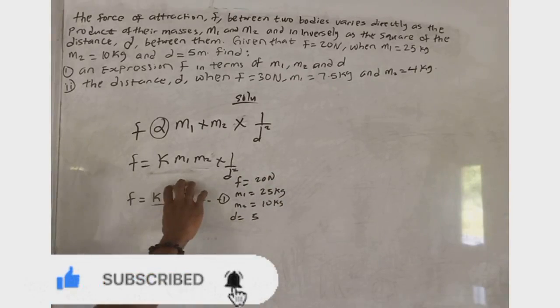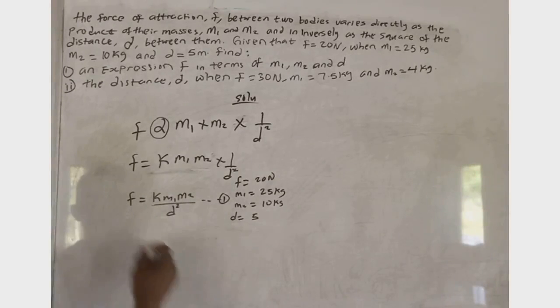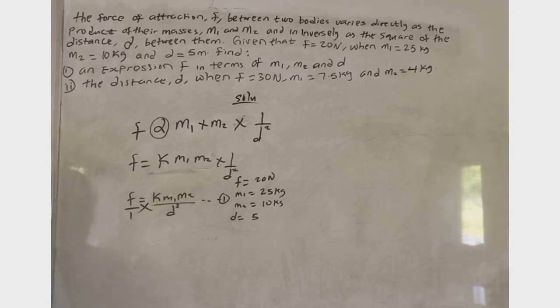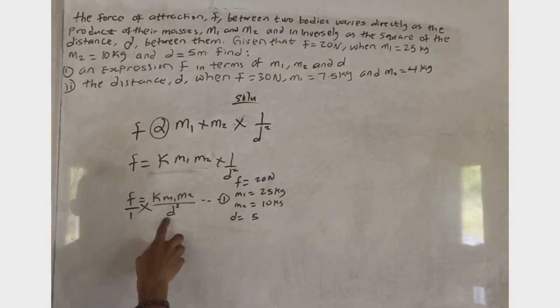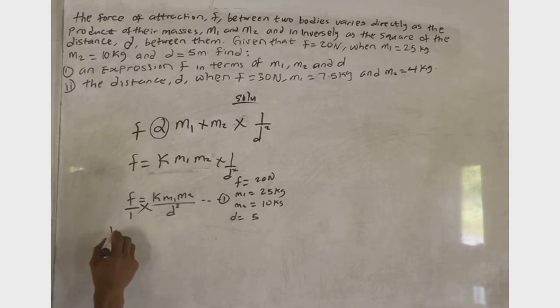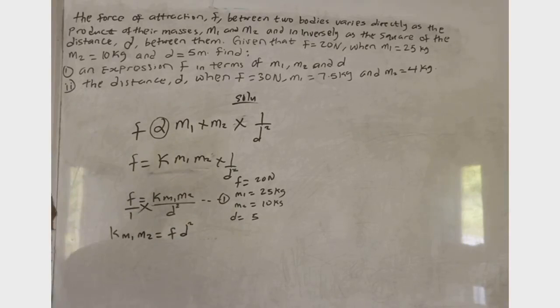So what to do here is to make k the subject of the formula. This part is in the form of a fraction, while this part stands without a fraction. So you can make this one a fraction by putting it over 1. Because it was separated by an equal sign, you cross multiply. This one multiplies this, and this one multiplies this. We have k m1 m2 is equal to F d squared.